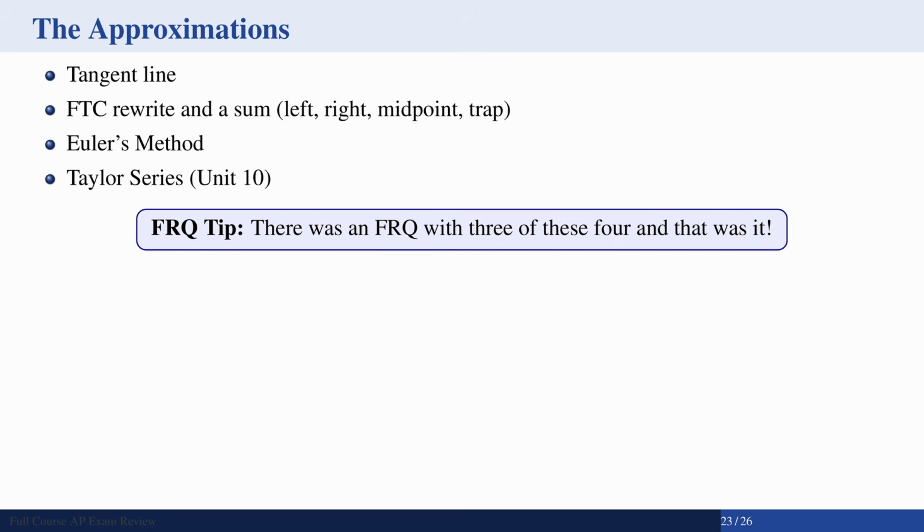At this point, I just want to summarize for us because we know a lot of ways to approximate things. I'm not going to do any problems here, but we could use a tangent line to approximate something. We could use the fundamental theorem and rewrite it and use like a Riemann sum, a left, a right, a midpoint, or a trapezoidal sum to approximate. We could use Euler's method to approximate a value, and ultimately we'll be able to use Taylor's series to approximate. That's a lot of ways of approximating.